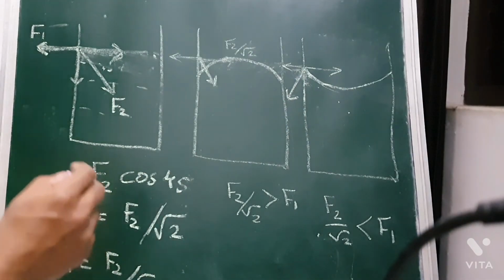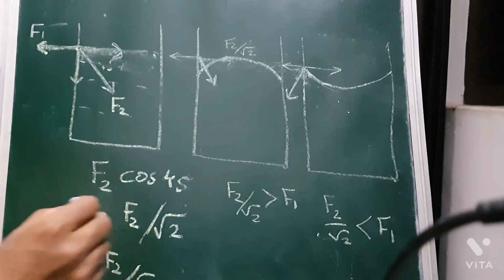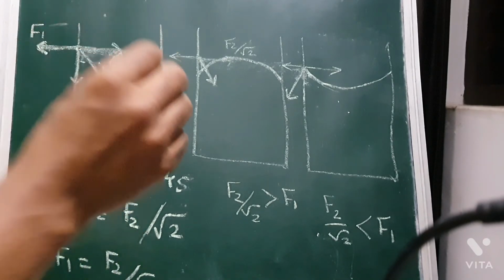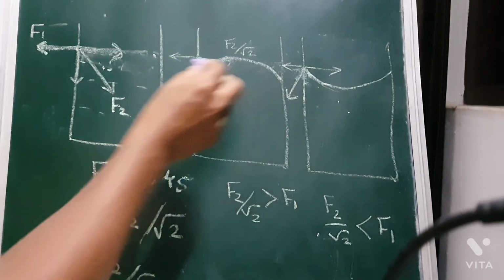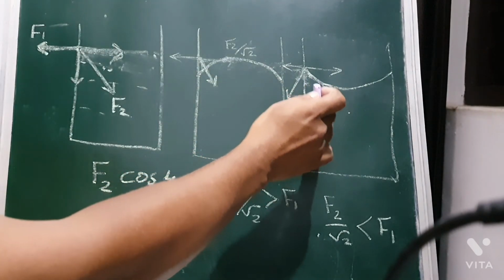So the three cases: this one we call a flat surface. The second one we call convex upwards, and the third one we call concave upwards.